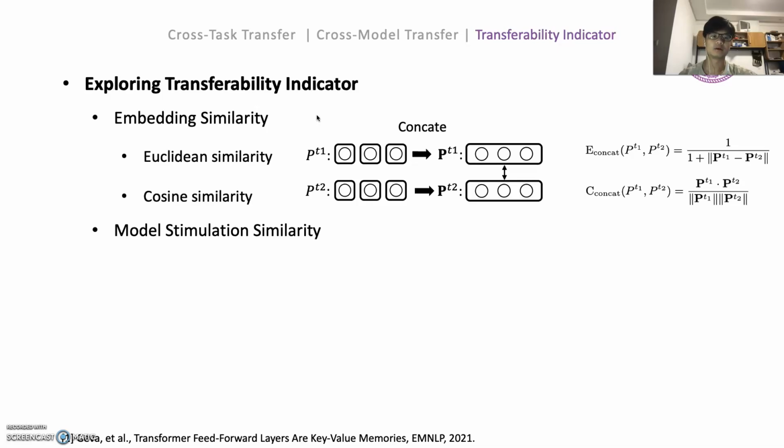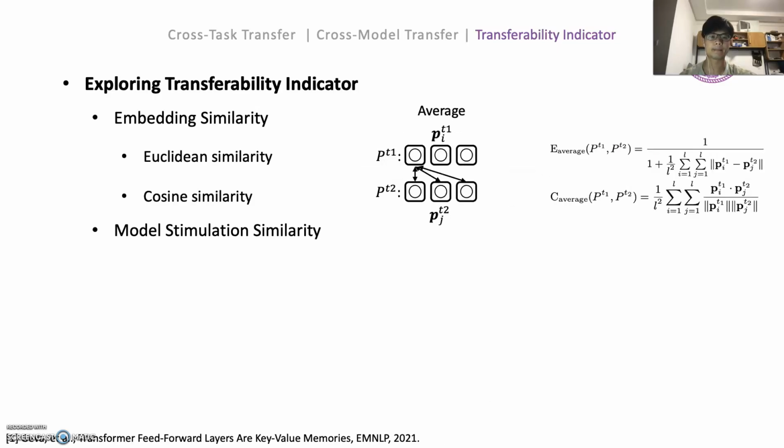We explore the following two kinds of metrics: embedding similarity and model stimulation similarity. For embedding similarity, we take two strategies: concat and average. The first one, we introduce the concat. We concat every token embedding for each prompt, and compute the Euclidean similarity and the cosine similarity between the prompts. Second, we compute the Euclidean similarity and the cosine similarity between each token embedding of the two prompts.